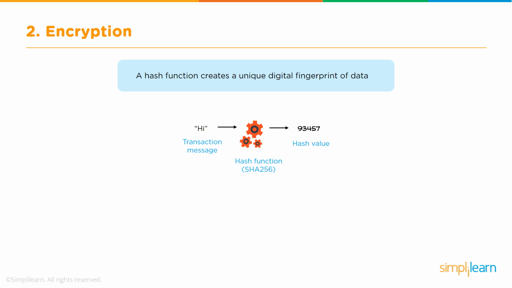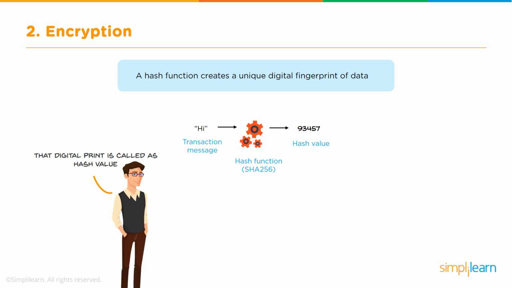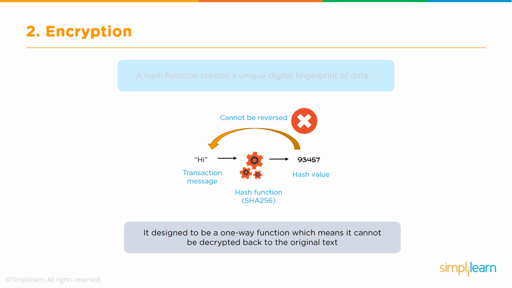The hash function creates a unique digital fingerprint of data. You pass the message through the hashing function and it generates a hash value. This hash value is called a digital print. It has a very unique property. Any hashing function is a one-way function. It cannot be reversed. You cannot decode the original value from the hashed value. It is a one-way encryption.